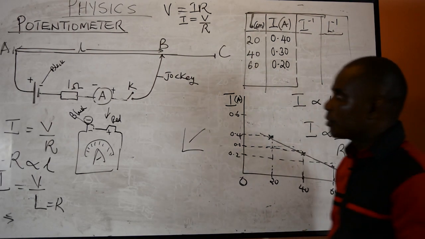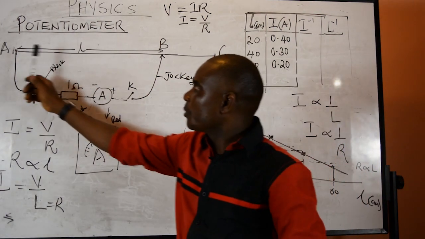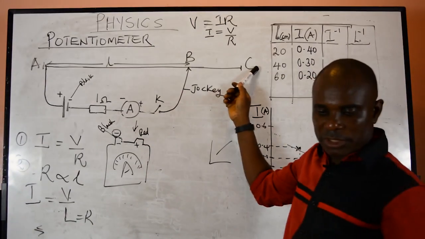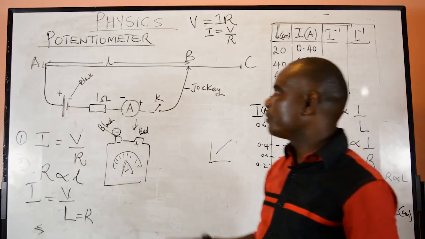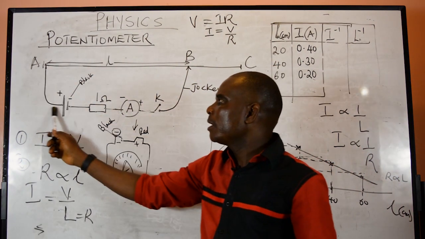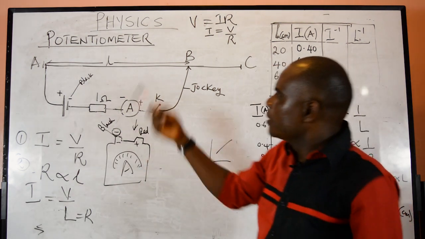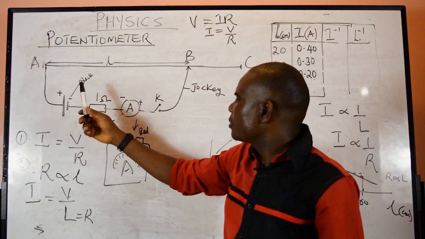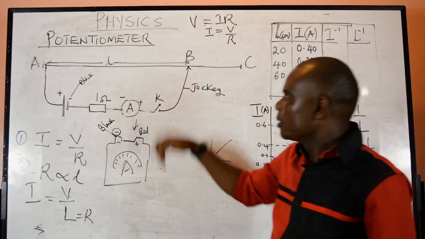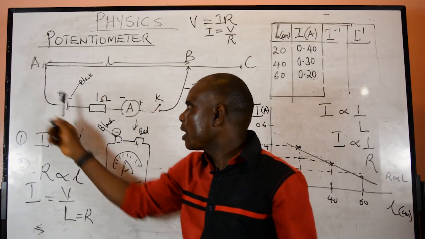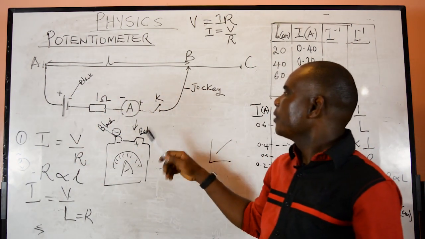So watch out again for the summary. I said that the potentiometer wire contains the constantan wire. That's just what we saw over there. And we have the leads here. The leads are connecting wires. So in this experiment, you have about 5 connecting wires, excluding the jockey. If you include the jockey, you have 6. So you have 1, 2, 3, 4, 5.